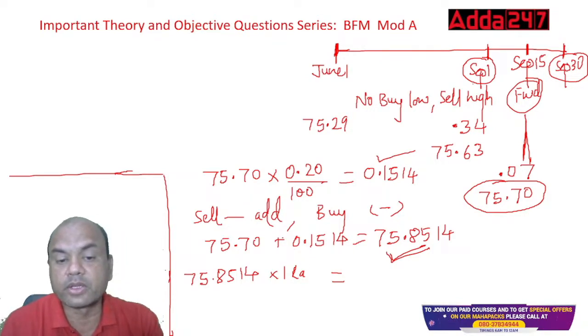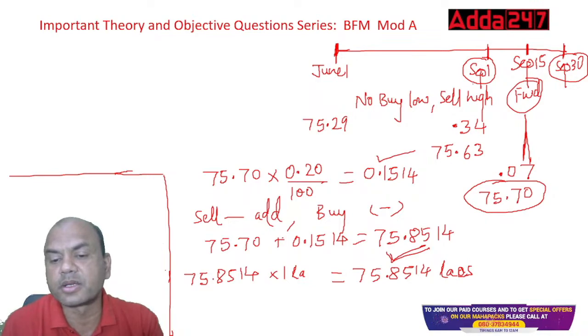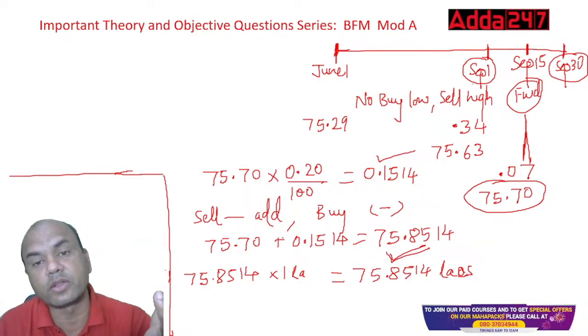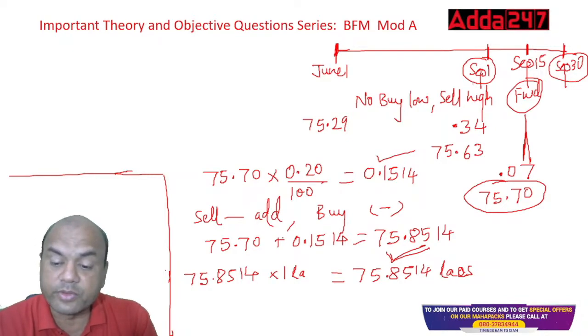Yeah, into $1 lakh. So multiply this. So you'll get something like 75.8514 lakhs. This much amount you will be debiting to the customer and then passing on the $1 lakh to the next party in foreign. Okay. So this was the actual case study.